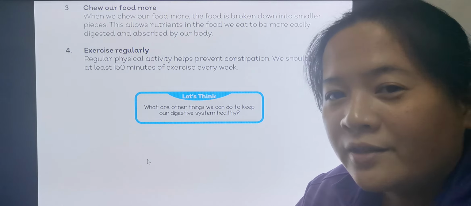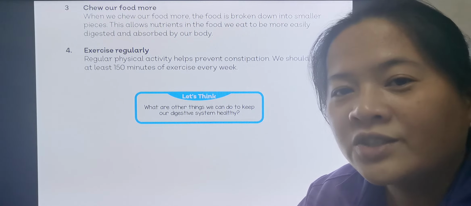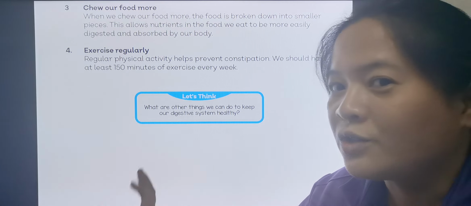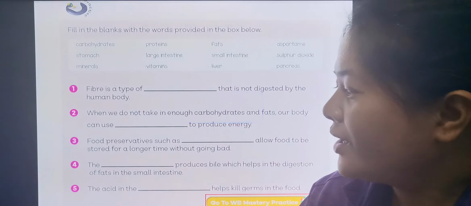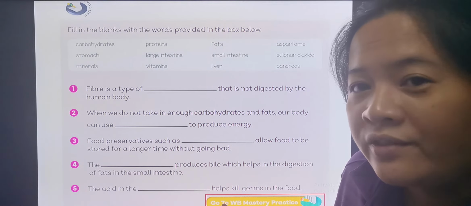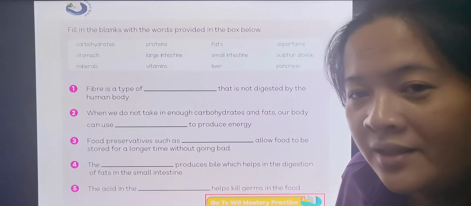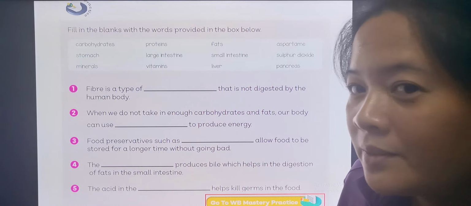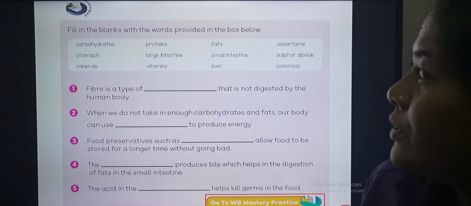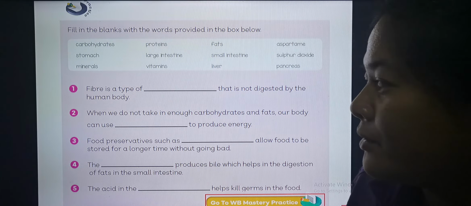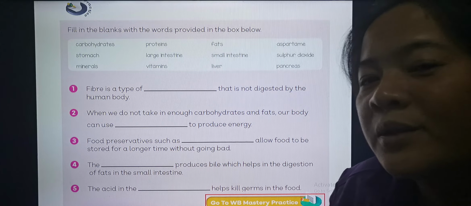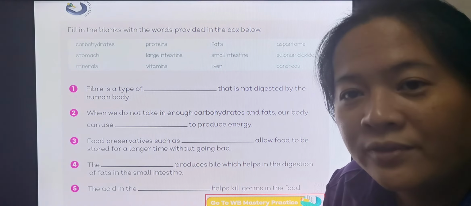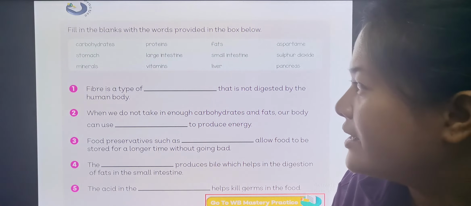Okay, so we already finished chapter 1 or unit 1, nutrition and digestion. So we are just left with some of the pages in your workbook and in your student book. This one is in your student book, page 24. Answer this. This will be your homework for today. You answer in your student book, page 24. Fill in the blanks with the words provided in the box below. There are only five items, but there are many choices. So you should understand all of this first, and then try to answer. Okay, let's help.